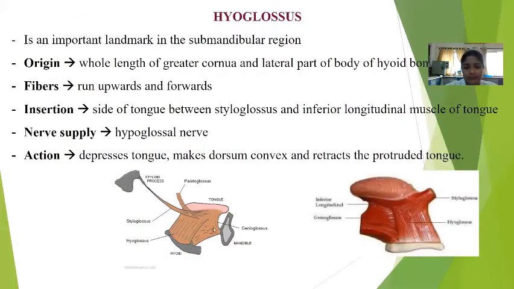Coming to hyoglossus. It is an important landmark in the submandibular region. The origin is from the whole length of the greater cornu and the lateral part of the body of the hyoid bone. Fibers run upwards and forwards. Insertion is into the side of the tongue between styloglossus and inferior longitudinal muscle of the tongue. Nerve supply: it is supplied by the hypoglossal nerve. What is the action? It depresses the tongue, makes the dorsum convex and retracts the protruded tongue.